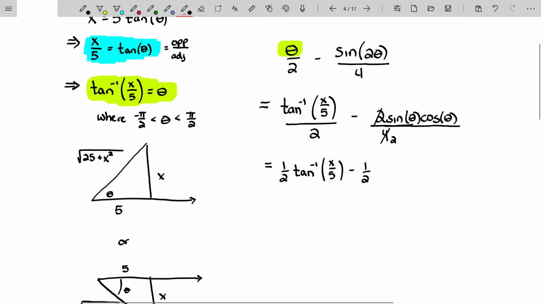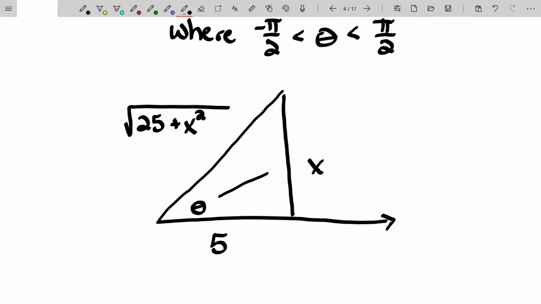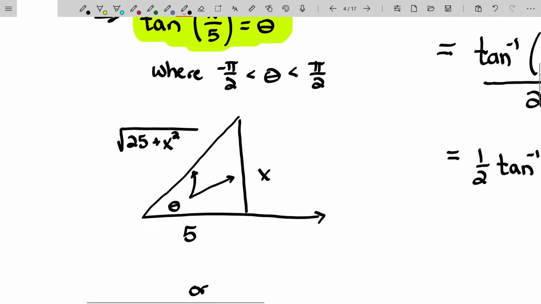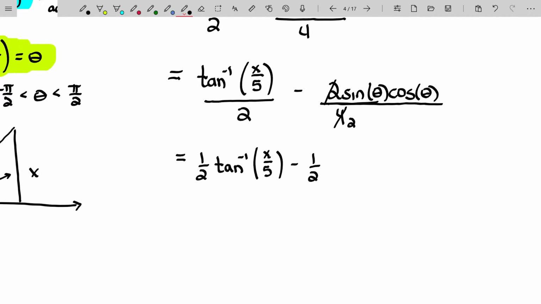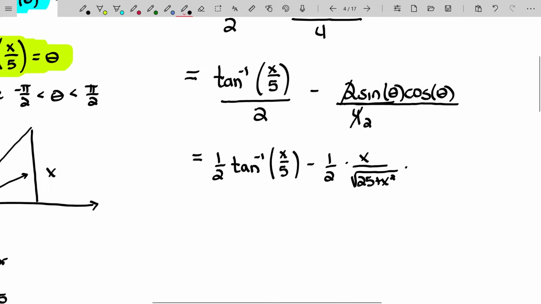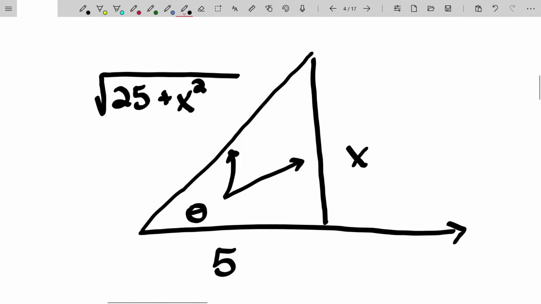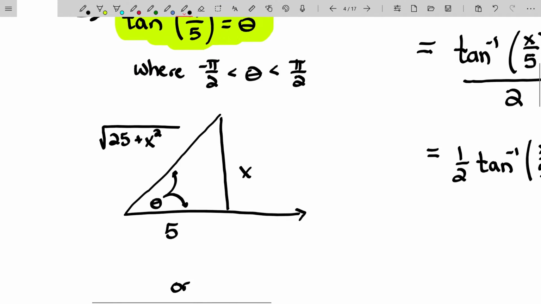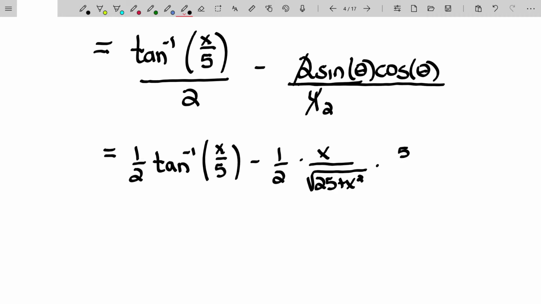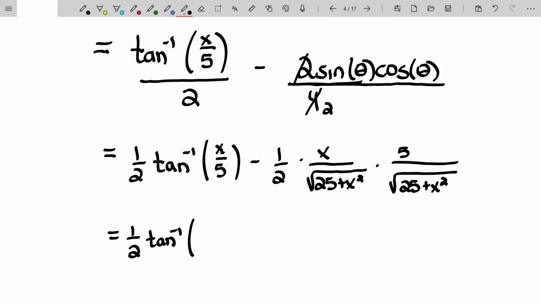And now we're going to deal with the sine of theta. The sine is opposite over hypotenuse. So x over the square root of 25 plus x squared, times the cosine. And the cosine is going to be adjacent over hypotenuse, or 5 over the square root of 25 plus x squared. Now clean this up. This is going to be 1/2 tangent inverse of x over 5.